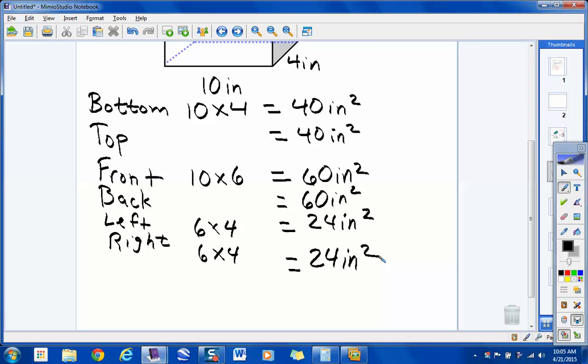Guys, let me check. How many sides did we have? How many areas should I have? To get total surface area, what do you want to do? Add them all up.